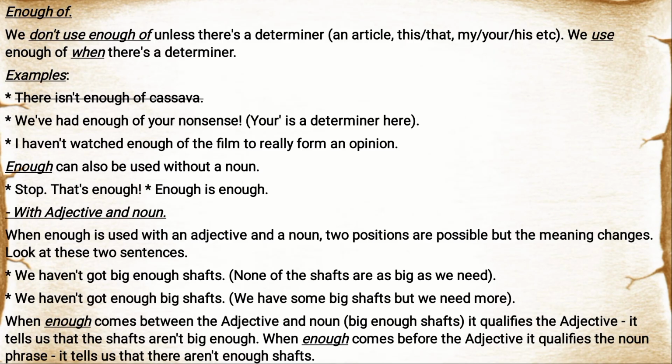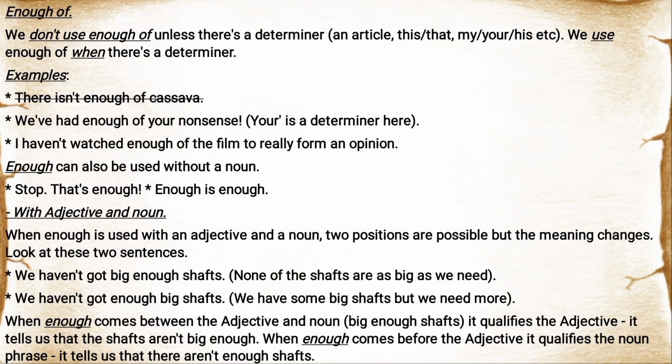Examples: there isn't enough of cassava, incorrect. We've had enough of your nonsense. Your is a determiner here. I haven't watched enough of the film to really form an opinion. Enough can also be used without a noun. Stop. That's enough. Enough is enough.